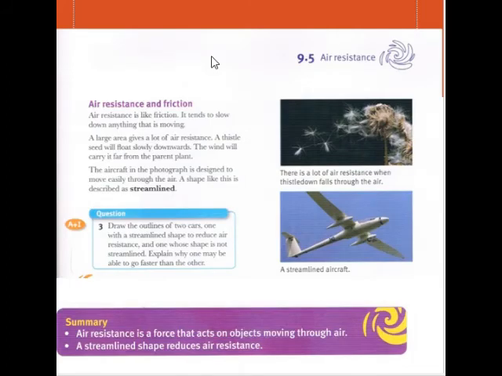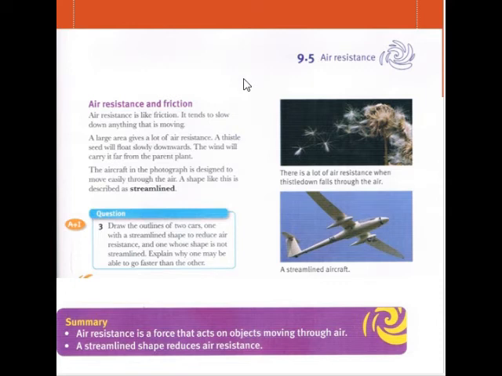Next, students, air resistance and friction. What is the relationship between air resistance and friction? Air resistance is like friction. It tends to slow down anything that is moving. A large area gives a lot of air resistance, students. For example, a thistle seed will float slowly downward, students. The wind will carry it from the parent plant. Another one, the aircraft in the photograph is designed to move easily through the air.